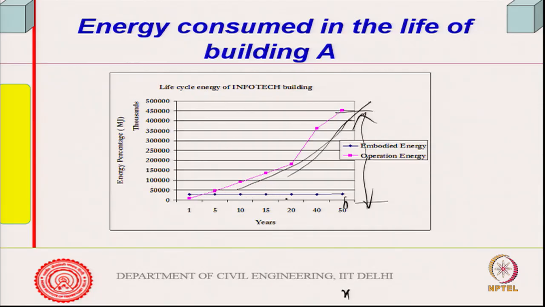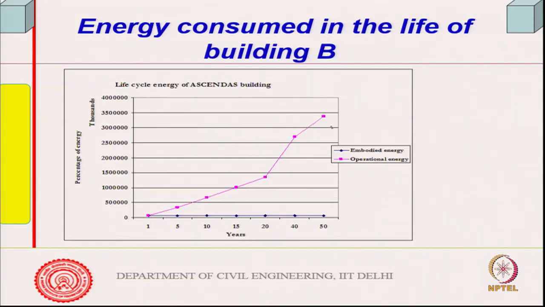Embodied energy, once you have calculated it without assuming any repair in this work, remains the same. This is the Infotech building in Chennai and the Ascendas building in Chennai, both close to IITM, and embodied energy is fixed because it is not going to change unless you take up repair. So, this is a major component, and if you are trying to make your building green, then you must address this issue in a much bigger way, right.